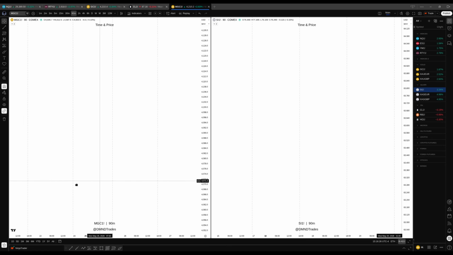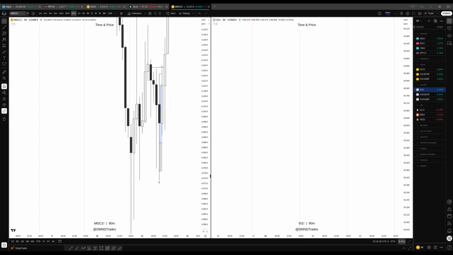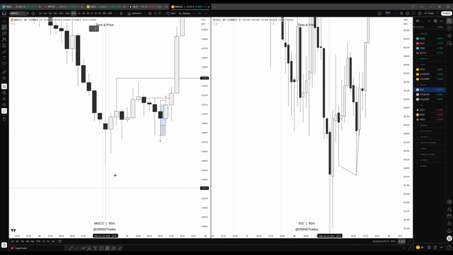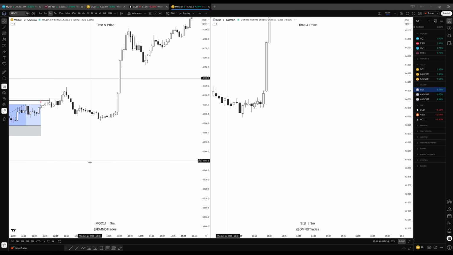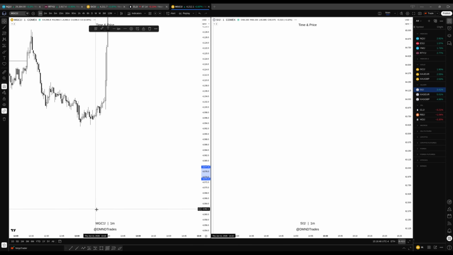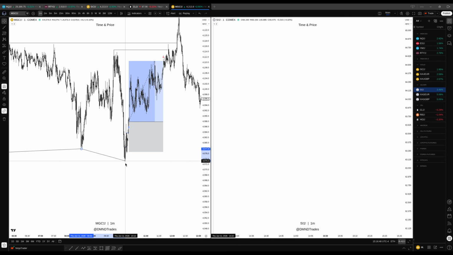Let me go. Okay, I don't know why TradingView does that. It literally just teleports me back a couple weeks for whatever reason. Right there. All right, doesn't really matter as much, but I like keeping it tidy here.